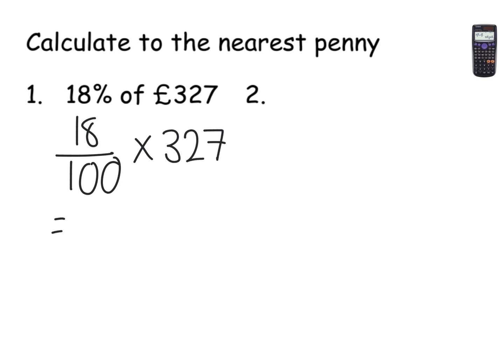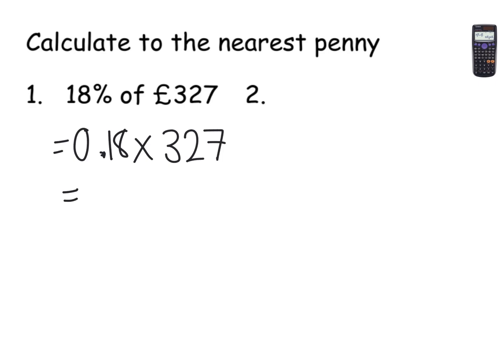So see that 18 over 100? As a decimal, 18 divided by 100 is 0.18. So what I'm going to do is rub that out and rewrite it as a decimal first of all. So I'm going to say that is the same as 0.18 times 327. So already less writing. And then you can just go to your calculator and type on 0.18.